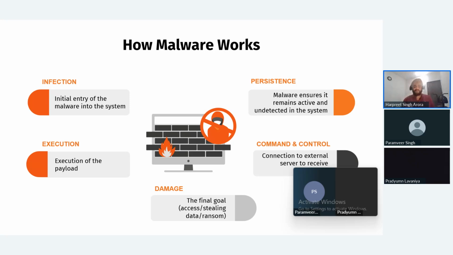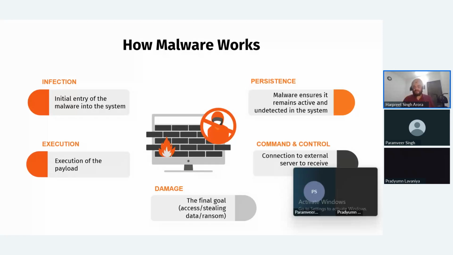How does malware work? First of all, your system gets infected, the initial entry of the malware into your system. Then it finds a safe place. It cannot just start working. It first has to arrange its suitable foothold. So it ensures it remains active and undetected in the system. Then it executes, without letting you know, because even the malware developers and attackers know that companies have great tools like EDR systems. SentinelOne is there, CrowdStrike is there, other systems are there.